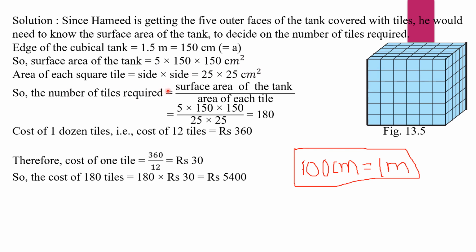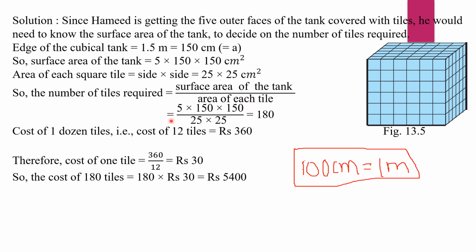Area of each tile is equal to side into side. Yes or no, my children? Because tile is in the shape of a square. So area of the square tile is equal to 25 into 25 centimeter square. This is the area for each tile. This is surface area of the tank. Okay, my children? So the number of tiles required is equal to surface area of the tank by area of each tile. Okay, my children?